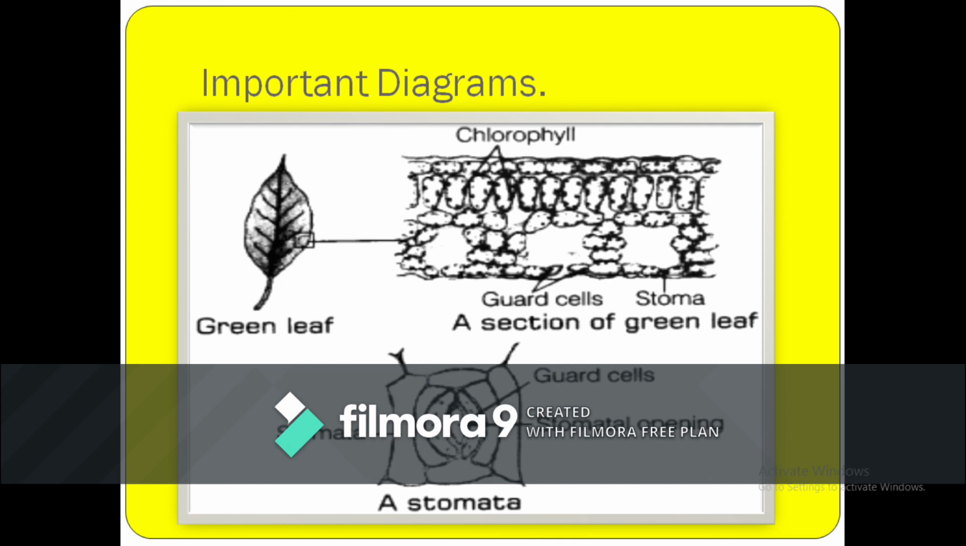These are a few important diagrams that I will explain to you. This is a section of a green leaf. These are the guard cells that surround the stoma. Stoma is the pore through which there is the exchange of gases. These are the chloroplasts in which chlorophyll is present.